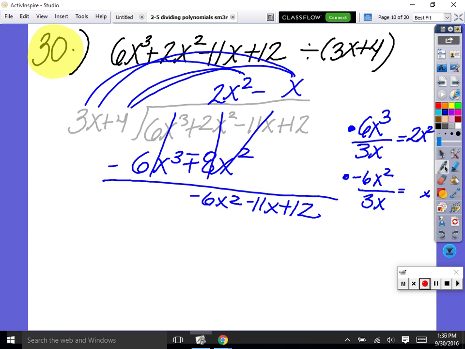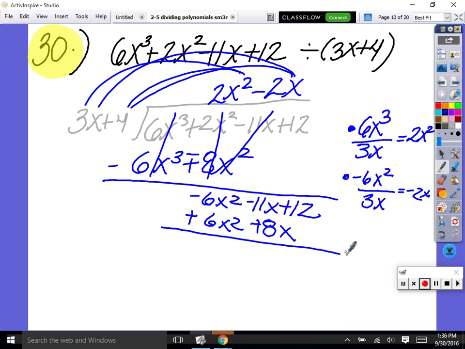6 divided by 3, minus 2x. Negative 2x times 3 is negative 6x squared. Negative 2x times 4 is negative 8x. The most important thing is to change the sign. We add straight down. 0. Right, so negative 3x plus 12, right? The process starts over. Negative 3x divided by x is negative 3.